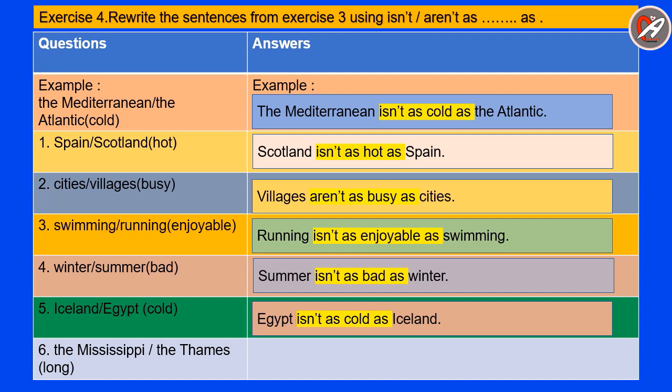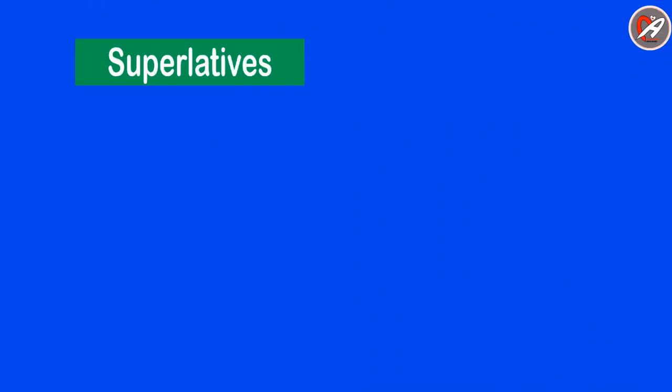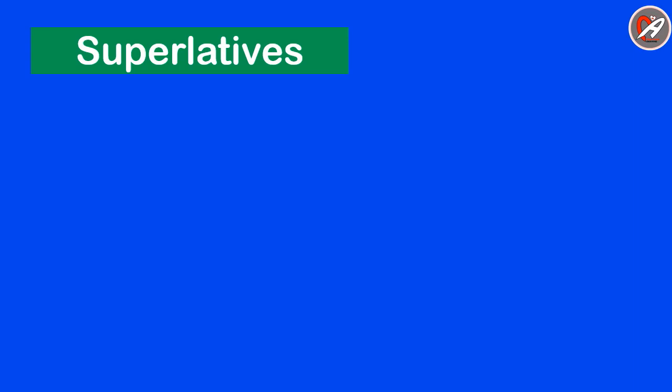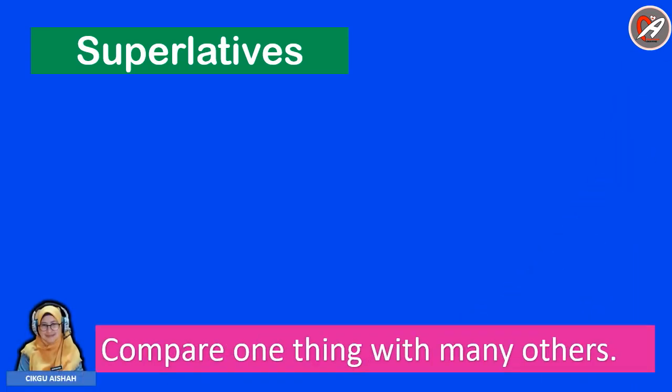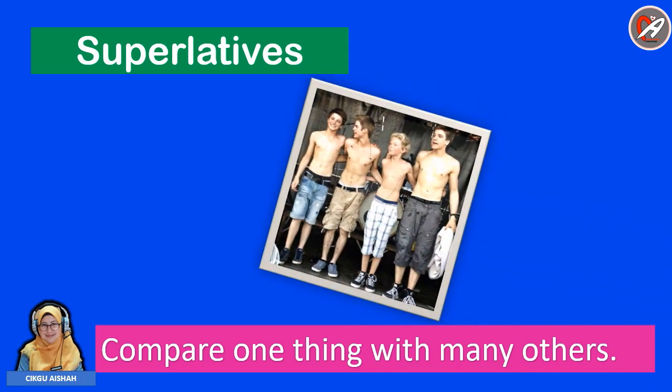And number 6. The Thames isn't as long as the Mississippi. In comparatives, we say the Mississippi is longer than the Thames. Now let's revise the superlatives. We use superlatives when we want to compare one thing with many others.